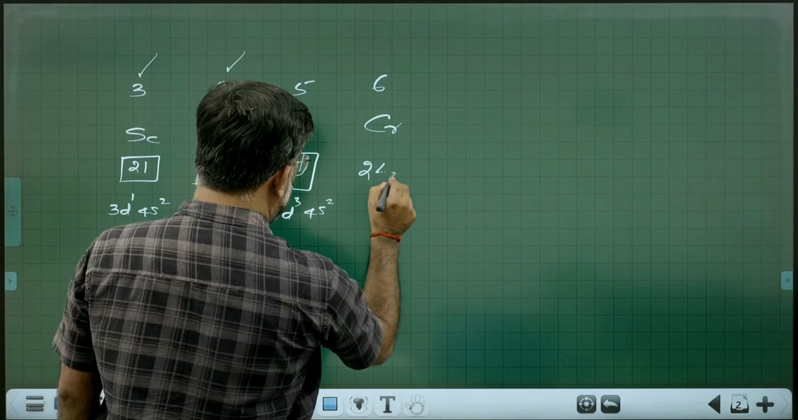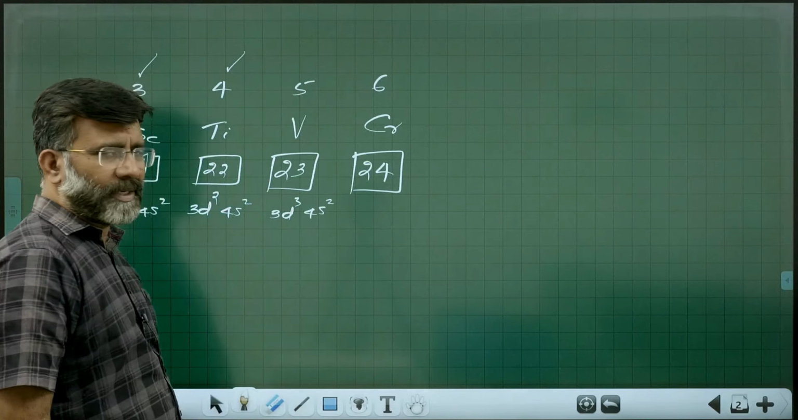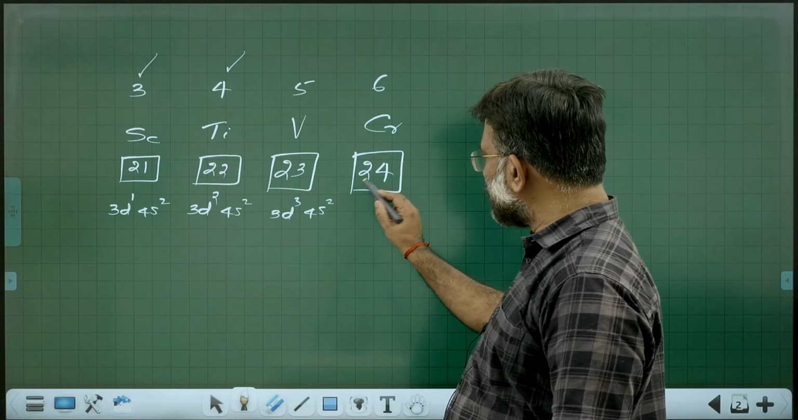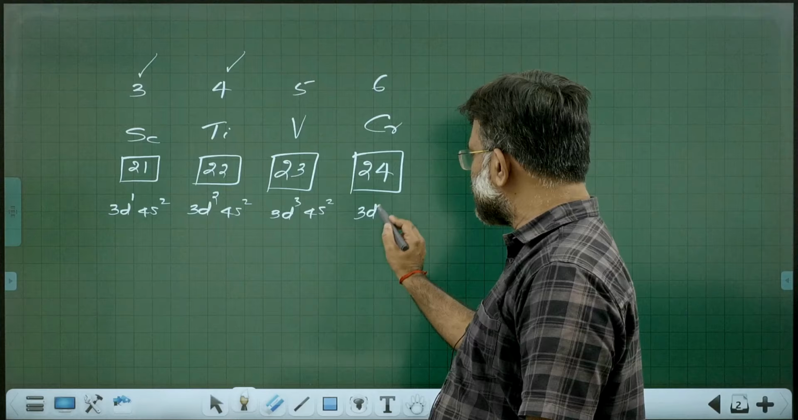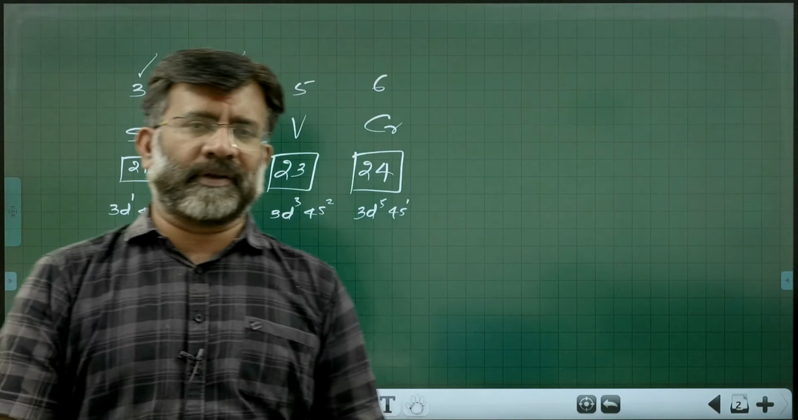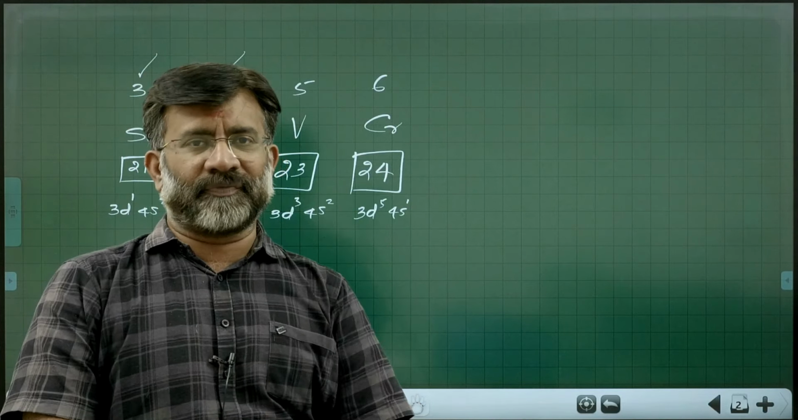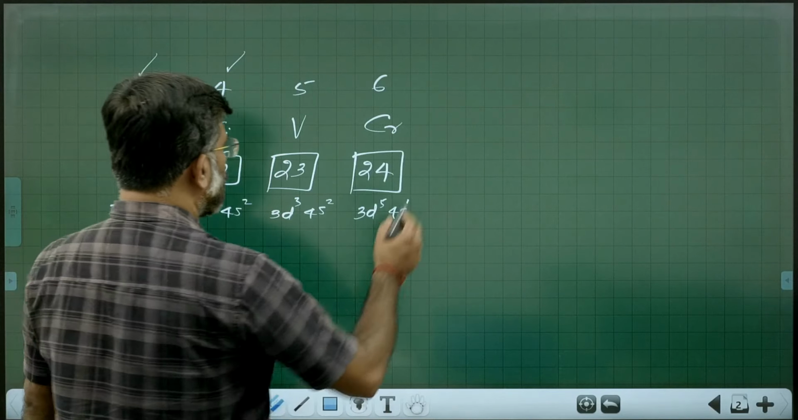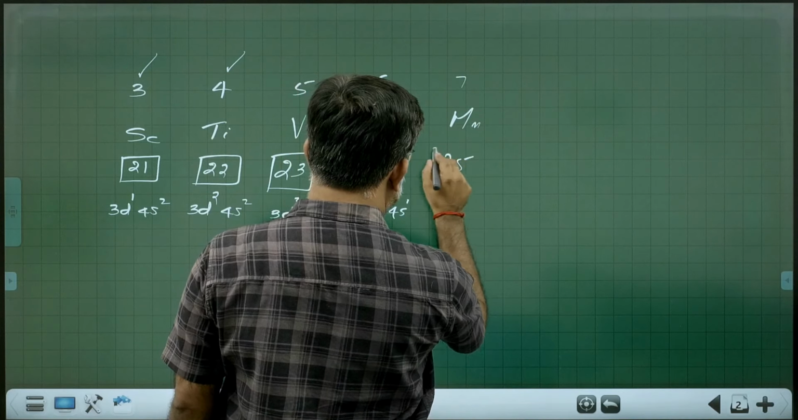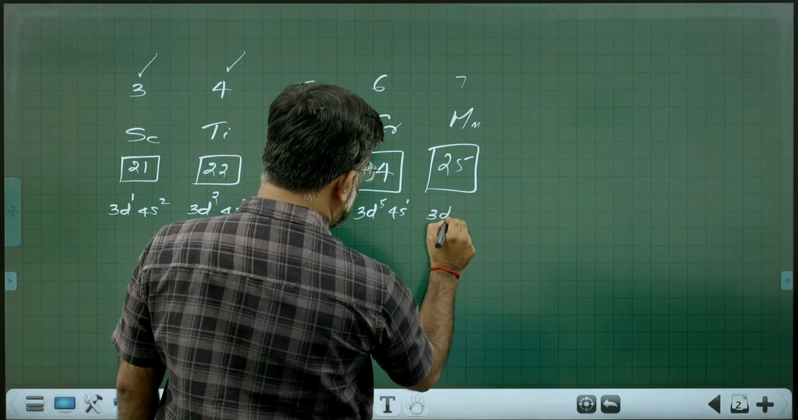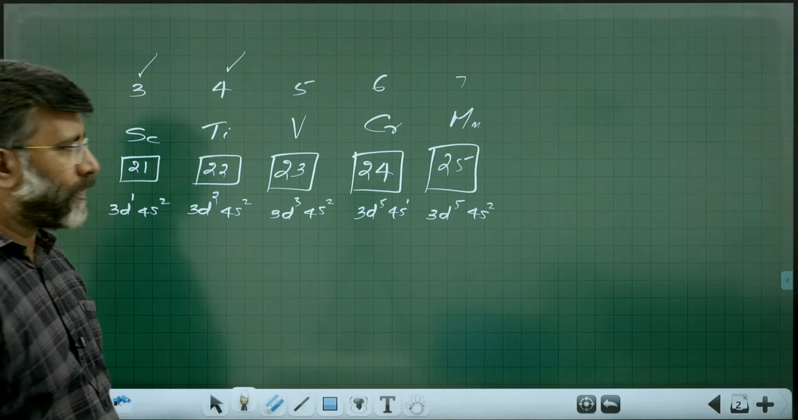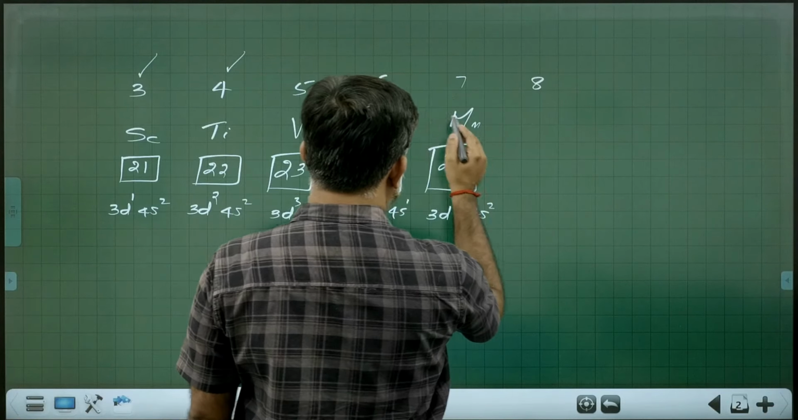And group number 6, scandium, titanium, vanadium, all of you know chromium. Chromium has an exceptional configuration. All of you may be remembering it from the lower classes itself. Chromium is expected to be 3d4 4s2, but actually it is 3d5 4s1. Maybe due to the extra stability of the half-filled configuration, chromium has 3d5, we know that. Now, group number 7, after chromium, it is manganese, atomic number 25. As expected, it is 3d5 4s2.